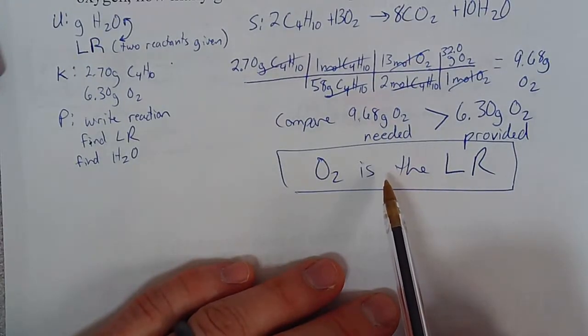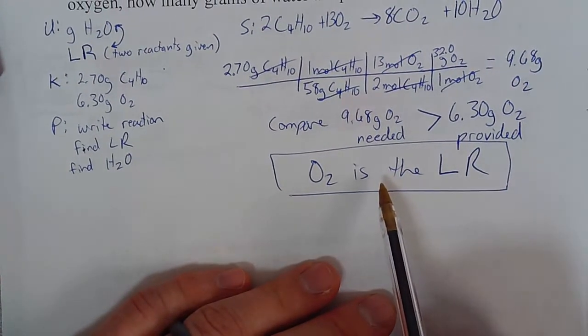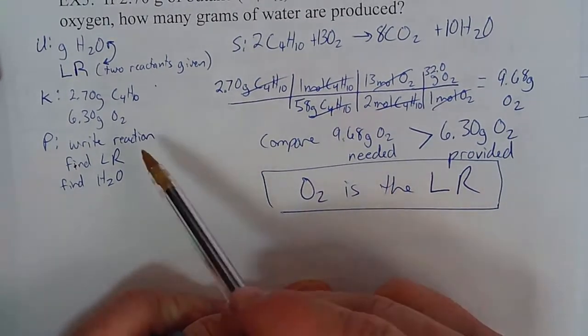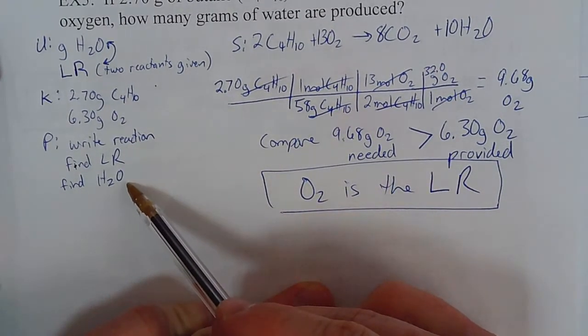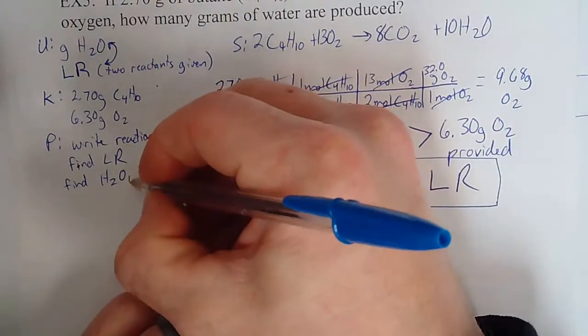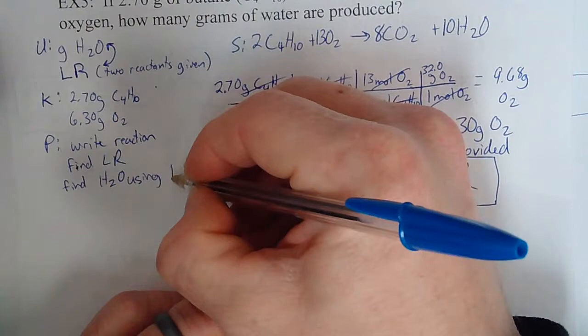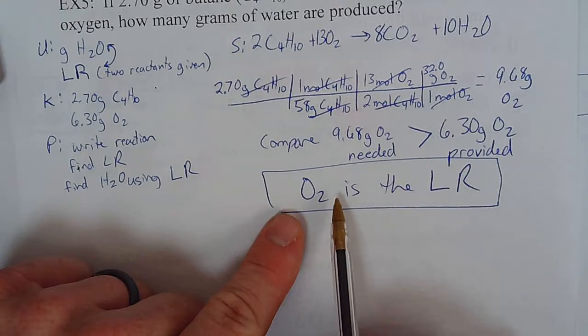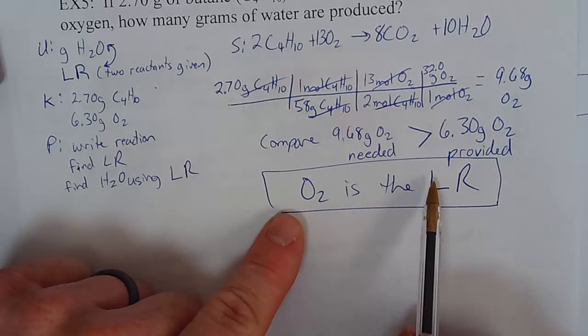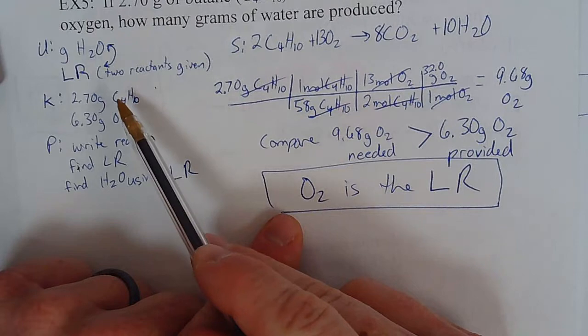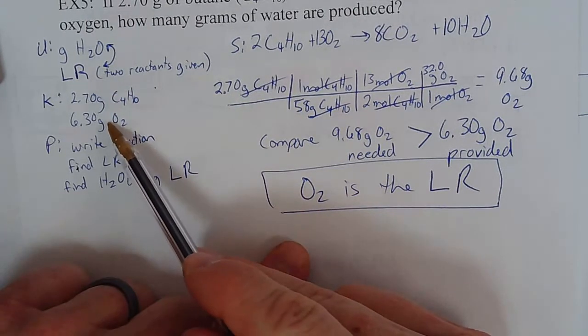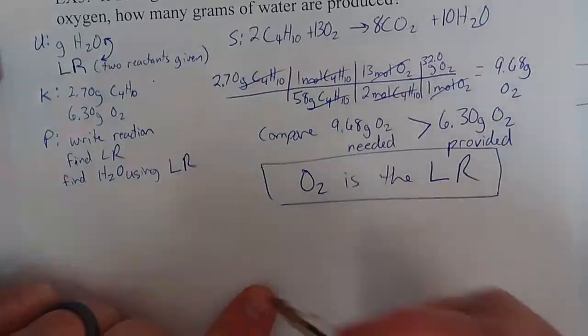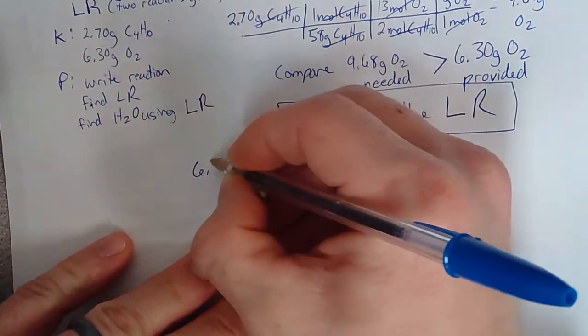Okay. Now that we know that, what we can do is calculate how much water. So we found the limiting reactant. We're going to find the water. Let me specify here, using the limiting reactant. So if we know this is going to run out, then this is going to set the amount of water that we can actually make, rather than the 2.70, because we know we're not going to use all the 2.70, but we will use all of the 6.30 grams of oxygen. So let's set up our stoichiometry to do that. 6.30.